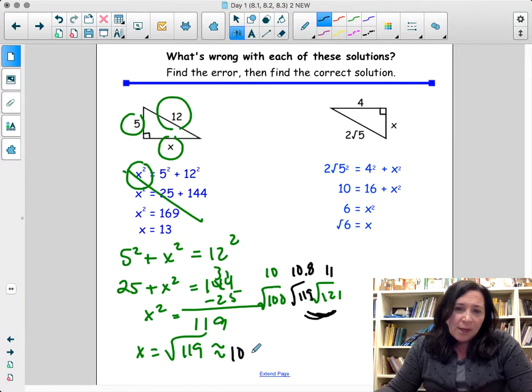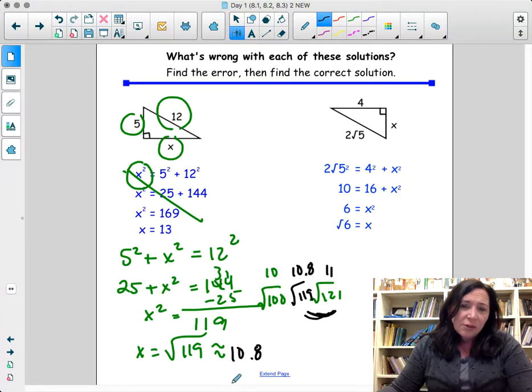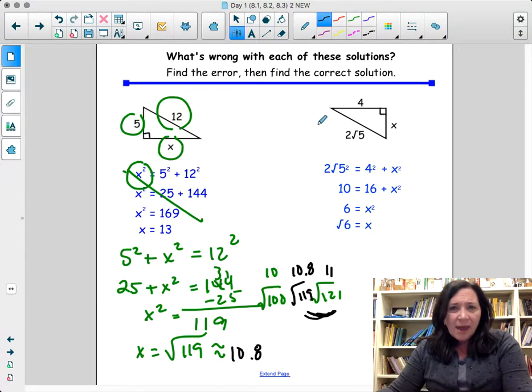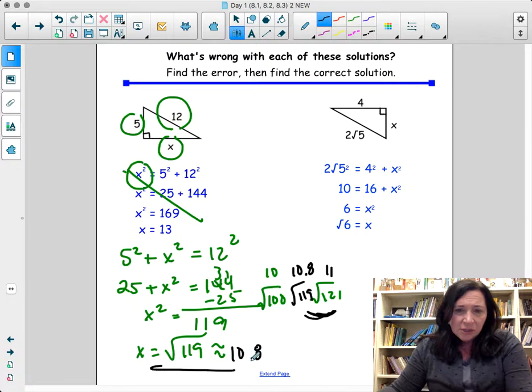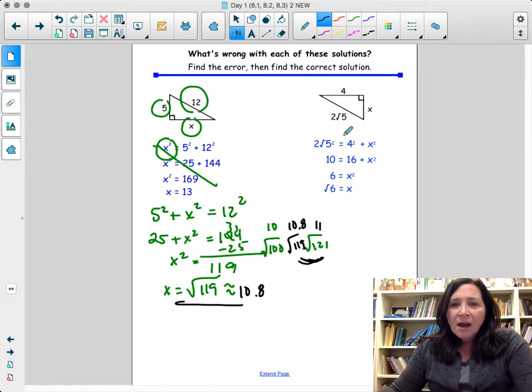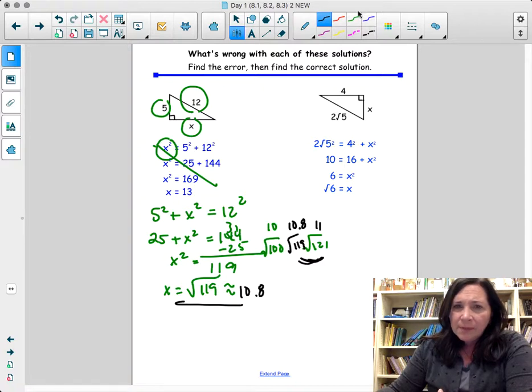So if I wanted to approximate what the answer is, it didn't ask me to do that. It just said find the correct solution, which we did. Check. Okay, we're done. For this problem on the right, I love this problem, not because everybody makes mistakes with this, but they actually do.